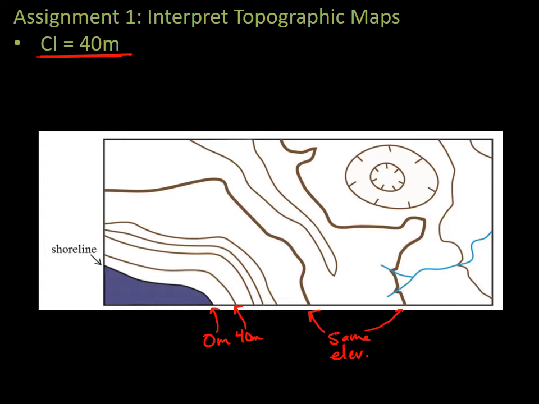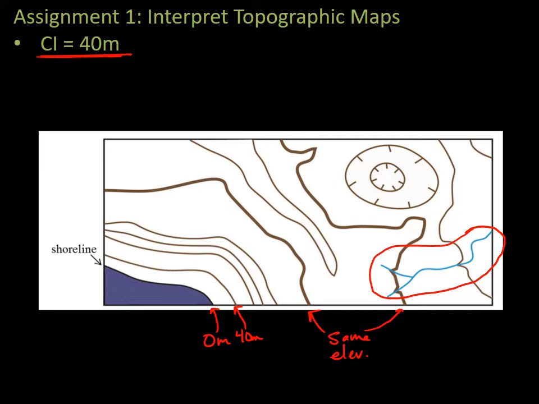Second hint is this stream over here. This blue line represents a stream. And streams, as they flow downhill, they can join together, but they don't split. Say that again. Streams, as they flow downhill, they join together, but they don't split. So given that, you should be able to figure out which way the stream is flowing, and therefore which way is downhill on this segment of the map.